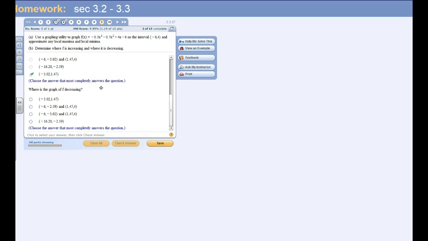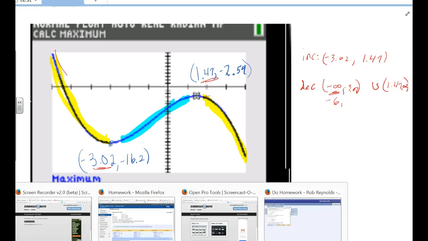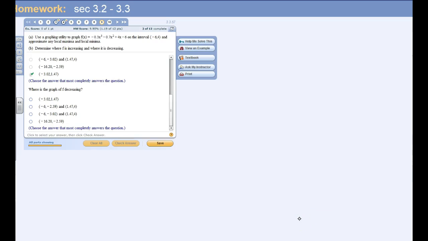And then it says, where is it decreasing? Well, again, I would say -infinity, but they've redefined the function just between -6 and 4. So I'll go from -6 to the first point of... So instead of -infinity here, they're saying, well, the furthest we can go is -6. So I'm going to look for the -6, -3.02, and that looks like maybe here. And that finishes that exercise.